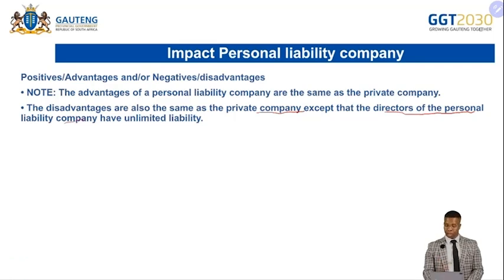So you should know that the directors of a personal liability company have unlimited liability. So it means when the company is going bankrupt because of their decisions that they were taking on a day-to-day basis while shareholders were not there, they will have to also contribute towards paying off the debts of the business. If they do not have the money, remember, unlimited liability means that they will have to sell some of their assets so that they are able to contribute towards paying the debts of the business.